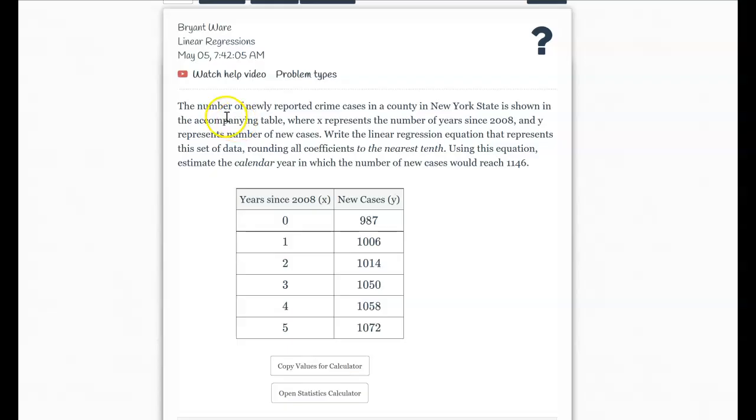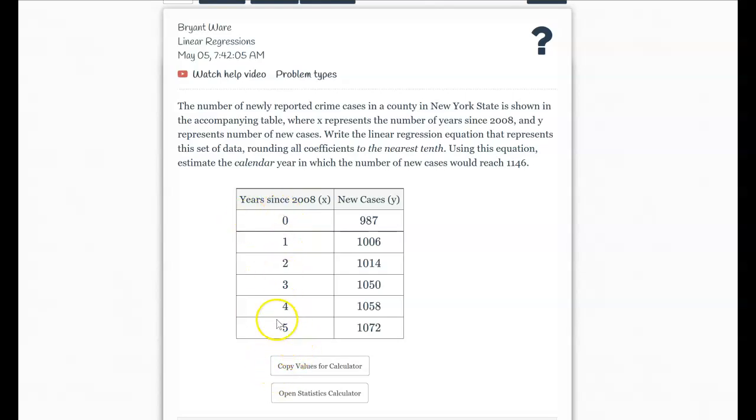I'm gonna read it out. The number of newly reported crime cases in the county of New York State is shown in the accompanying table, where X represents the number of years since 2008 and Y represents the number of new cases. Same thing. Number of years, number of new cases. Write a linear regression that represents this set of data, rounding the coefficients to the nearest tenth. No problem. But this time it says, using this equation, estimate the calendar year in which the number of new cases would reach 1,146. So they give us the cases, but they want to know what year it's going to be.